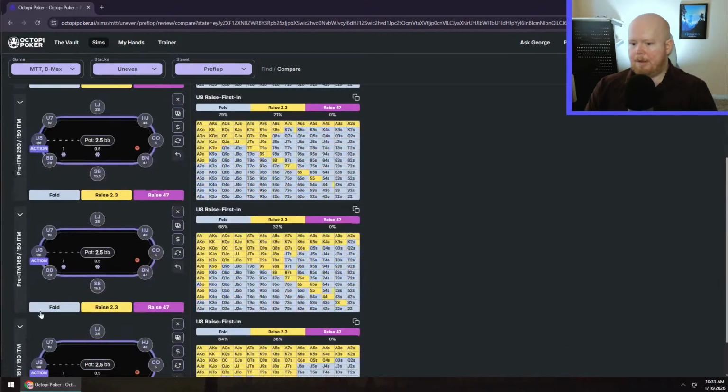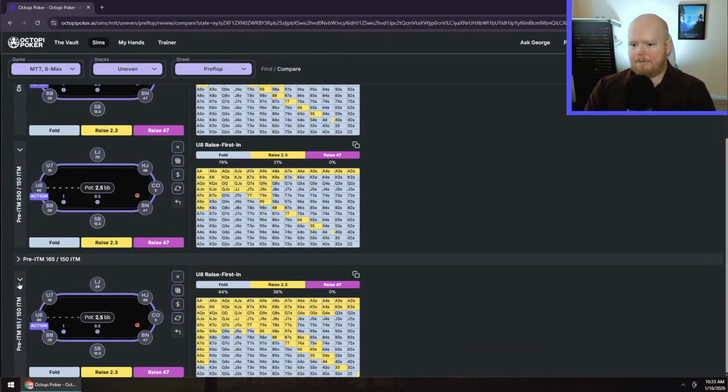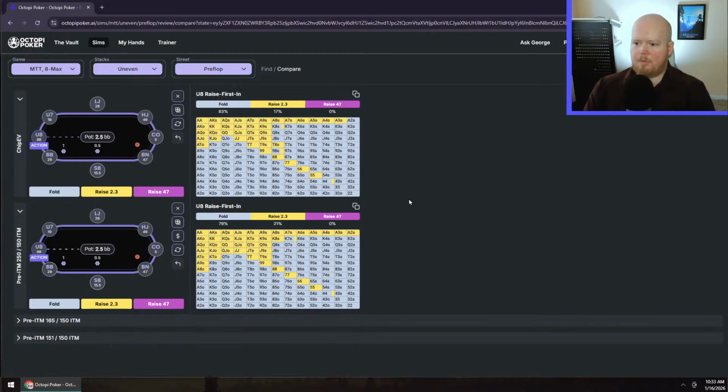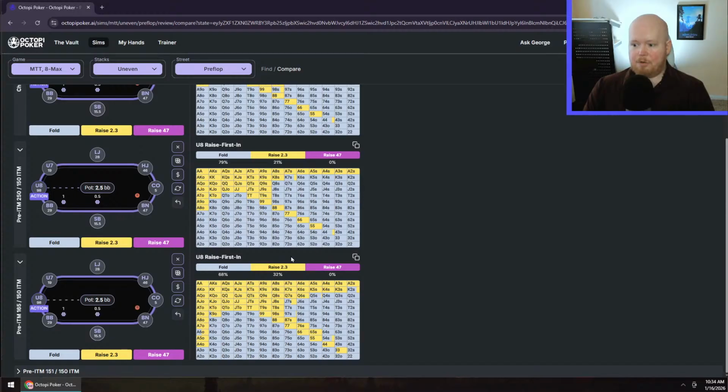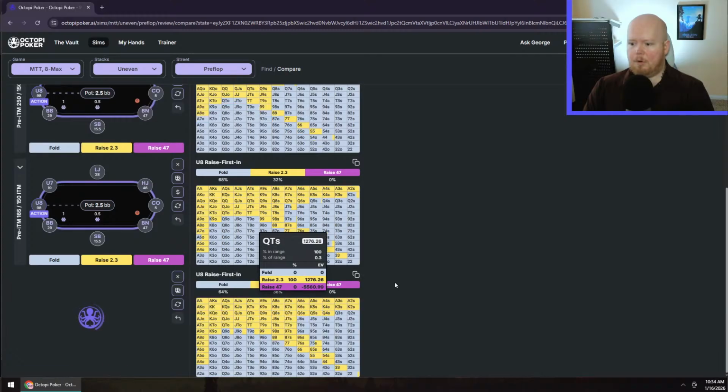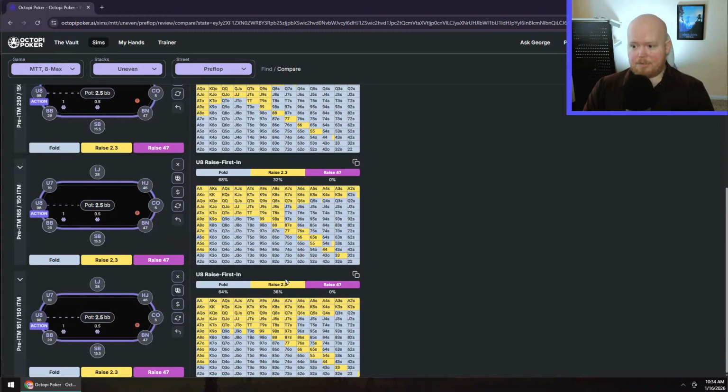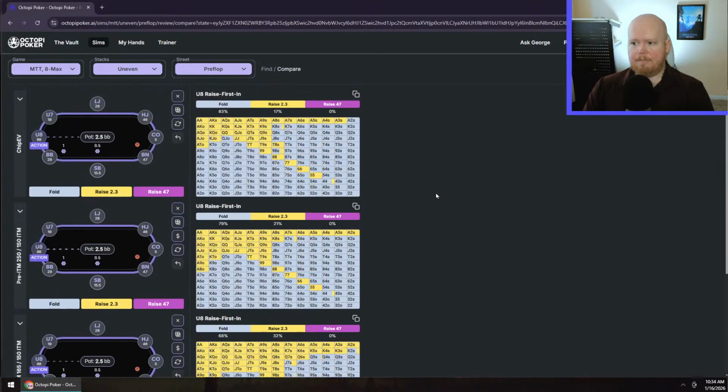So again, comparing ChipEV to ICM 25 to begin with, we start with a fairly decent-sized opening up of the range here. Even just to begin with, we've got 17% in ChipEV. We go up to 21% in ICM here. So immediately a fairly significant increase in frequency there. If we go to 165 left, we're up to 32%. And if we go to the stone bubble, we're up to 36%, right? So huge changes in the opening ranges there.